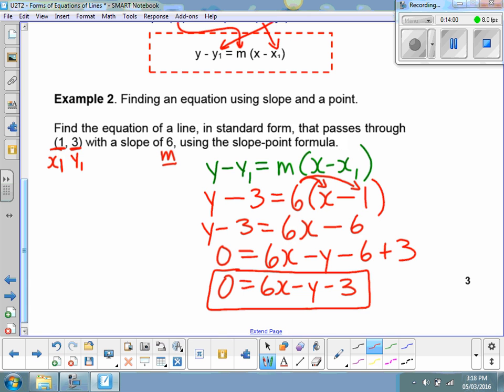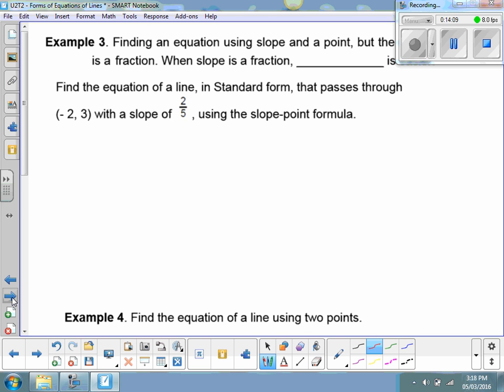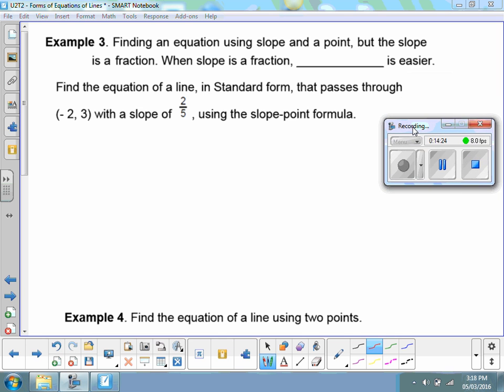So those two methods, you can use either of those methods to solve these questions. But I am going to show you when it's helpful to use one or the other here. So in example 3 here, find an equation using slope and a point, but the slope is a fraction. So when the slope is a fraction, method 2 is easier. So I'll show you how that works in this question here.